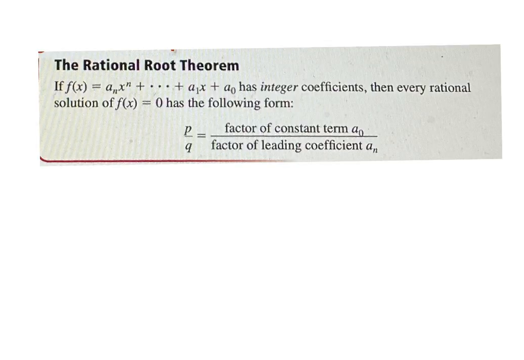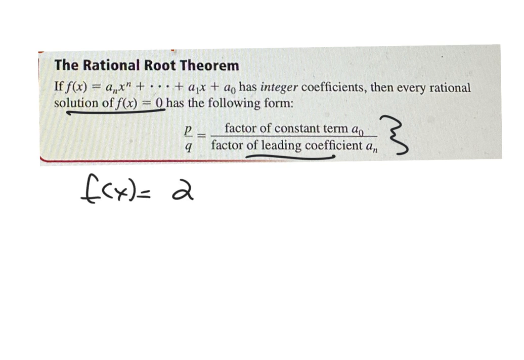Basically, it says every possible rational solution of a function comes from this list. It comes from every factor of the constant term, which is the last number, and every factor of the leading coefficient. So let me show you one real quick. So let's say I had this right here. Let's say I had 2x squared minus 5x plus 7.